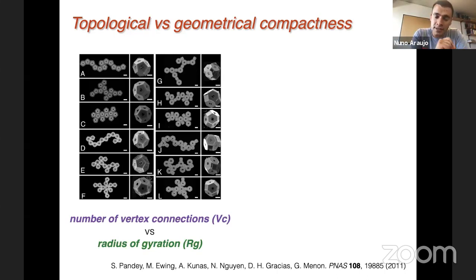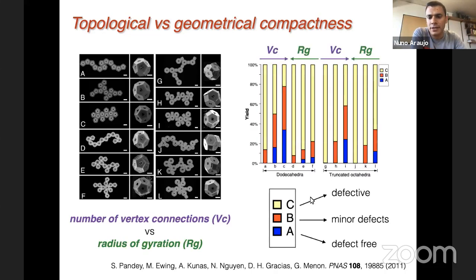Regarding the number of vertex connections, they took the one with the lowest number of vertex connections, intermediate number, and maximum number. And then the same for the radius of gyration: lowest radius of gyration, intermediate value, largest value of the radius of gyration. For each of these nets, they perform 50 independent samples. And for each one of these independent samples, they follow the dynamics until it completely folds. And at the end, they classify the folded structure into 3 different categories.